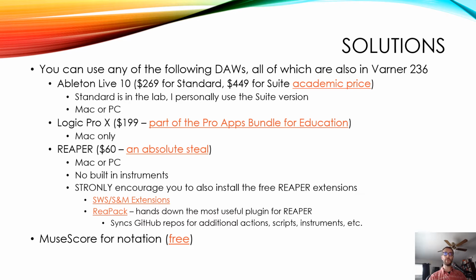If you're a Mac-only user, there is Logic Pro X, which you can get as part of the $200 Pro Apps Bundle for Education. There is a direct link to it. It's kind of hidden on the Apple site. It is a steal. You basically pay full price for Logic Pro, and you get Final Cut and some other stuff that you'll probably never use, but you get Final Cut for free.